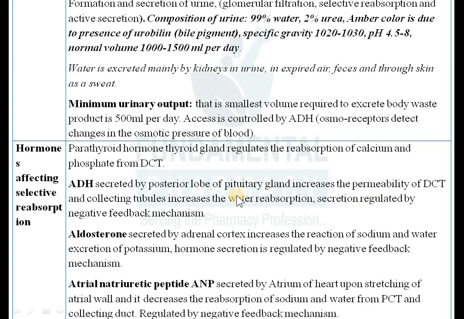Okay, so the secretion of this ADH is regulated by negative feedback mechanism. कैसे होता है मैं बोलता हूँ. Now again there is one hormone known as aldosterone. It is a hormone synthesized by adrenal cortex. Okay, aldosterone secreted by adrenal cortex.